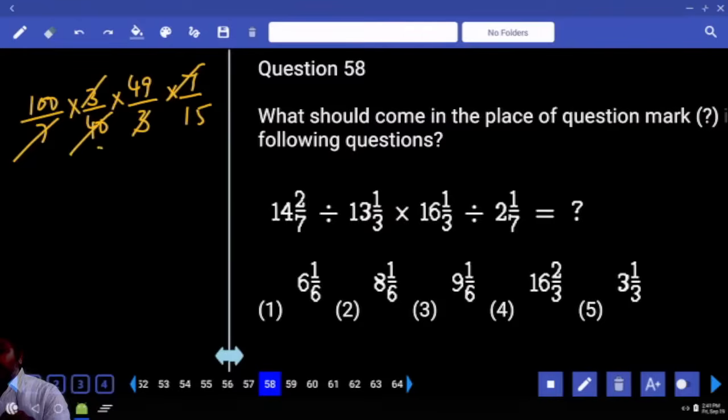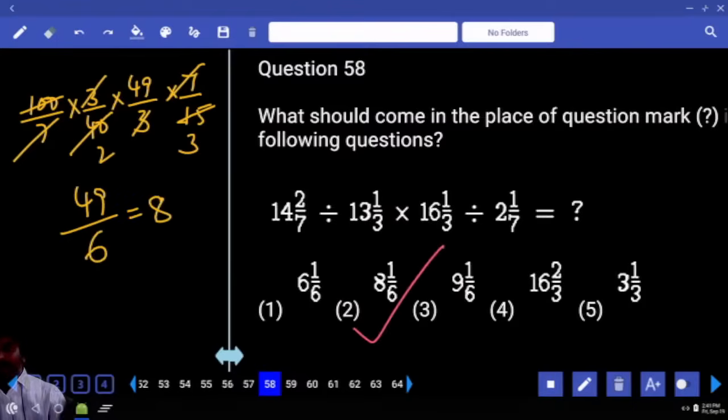20, 25, 49 by 8 times, there is only one option.